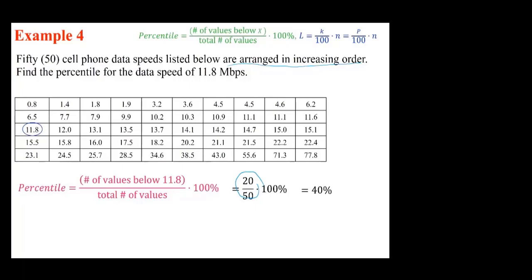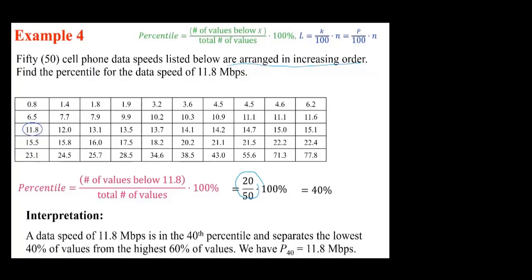So with that being the case, here's the interpretation. A data speed of 11.8 megabit per second is in the 40th percentile and separates the lowest 40% of values from the highest, now 100 minus 40, 60% of values. So we have P40, P sub 40, equals 11.8. All right, we're going to go to the next one.